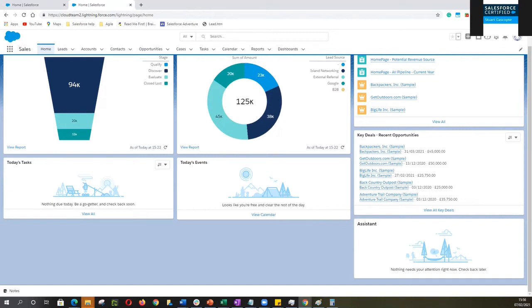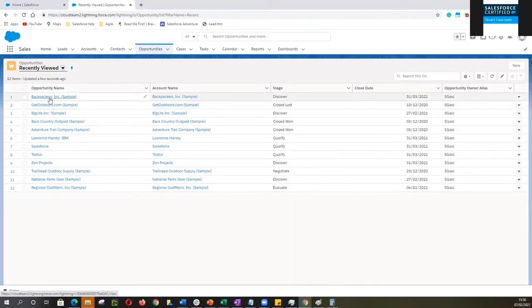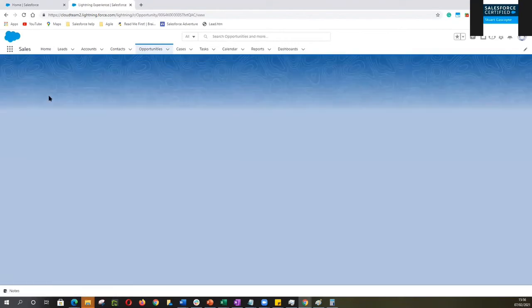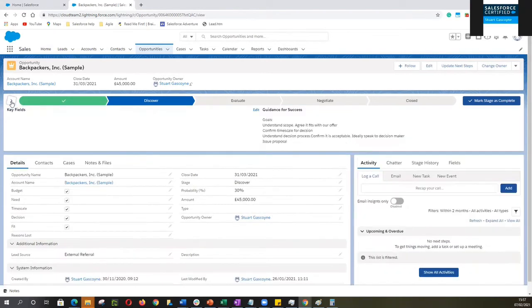So let's have a look at that in an opportunity. I'll look at a sample opportunity here, Backpackers Inc. In order to clarify when an opportunity can move from one stage to the next, I've used the Salesforce Path facility and Guidance for Success, and that's over here.